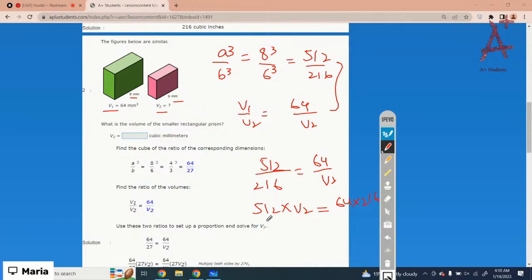So you have to divide by 512 on the other side. It would be 64 times 216 divided by 512. Just use the calculator and solve. It would be 216 times 64, that is 13,824, divided by 512. It is 27. So that means the volume of the smaller figure is 27 millimeter cube.